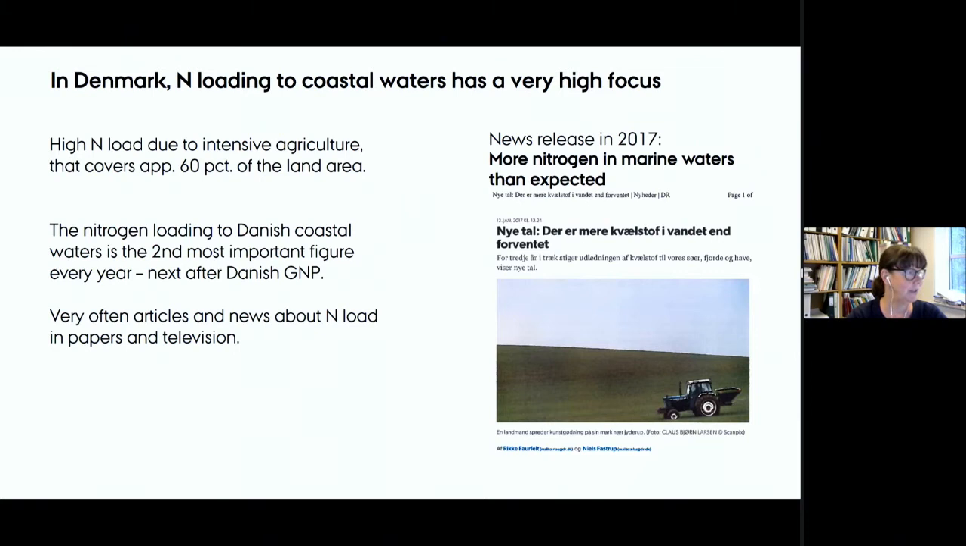Therefore, the yearly nitrogen loading to coastal waters is almost the second most important figure every year, next after the Danish gross national product. So it has quite a focus in Denmark, and we very often see articles and news about inload in papers and television and about ecological issues in our waters. The example in this press release is for 2017, that more nitrogen came to the marine waters than expected, so it has quite a big news impact.